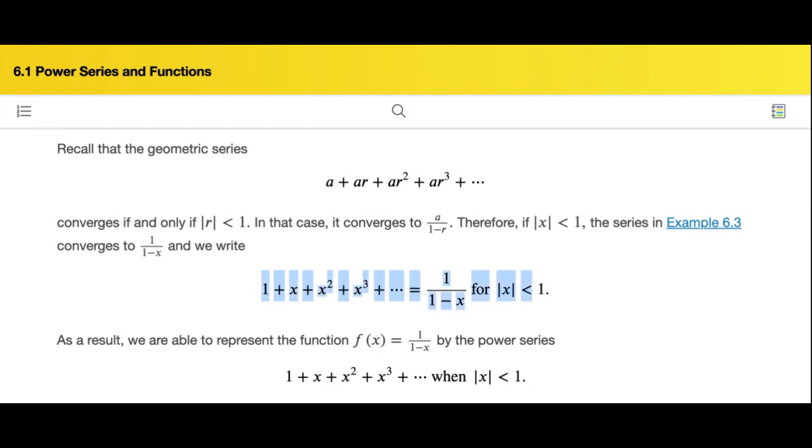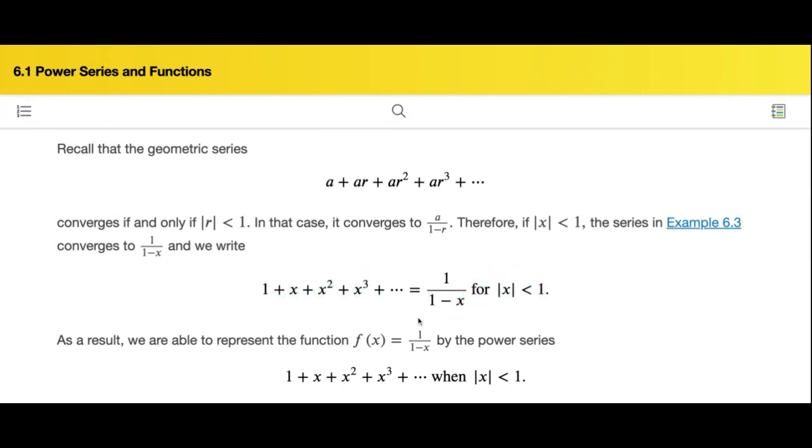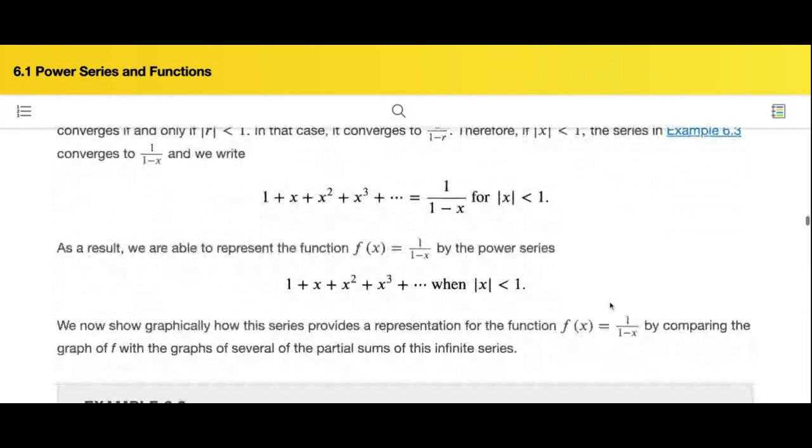So this is very powerful. Again, it brings an infinite world to one term. Infinitely many terms can be represented by one term, by a function, by a rational function. Of course, for absolute value of x less than 1. So as a result, we are able to represent the function f of x equals 1 over 1 minus x by the power series 1 plus x plus x squared and so on, when the absolute value of x is less than 1.